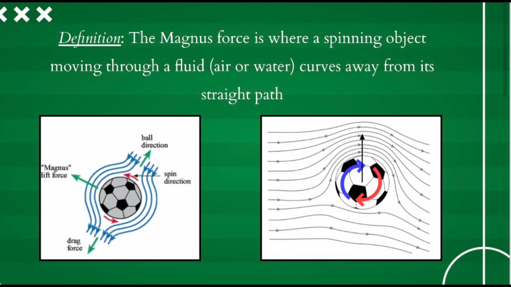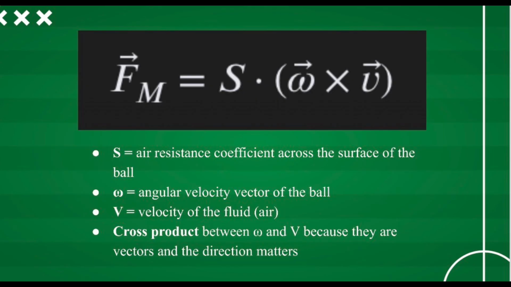The Magnus kick is one of the coolest kicks in soccer, as the player can make the ball curve in the air by kicking it off center. What determines the Magnus force is the air resistance across the surface of the ball and the cross product between the angular velocity of the ball and the velocity of the air.